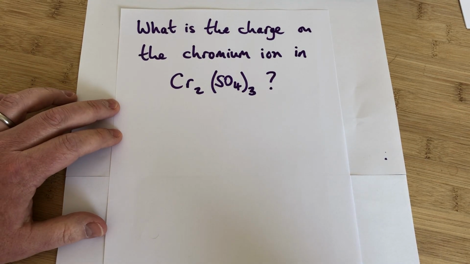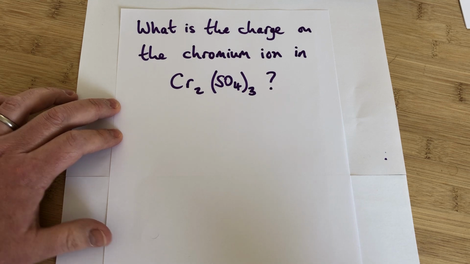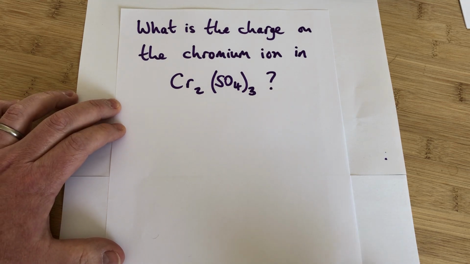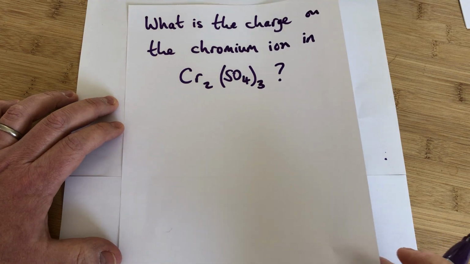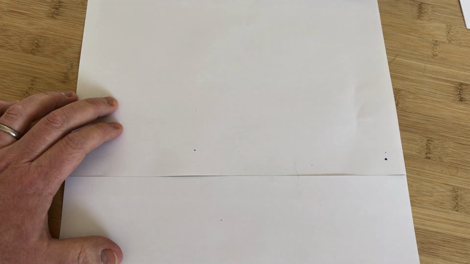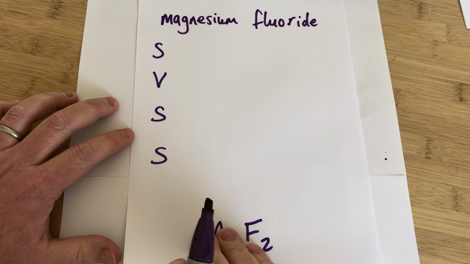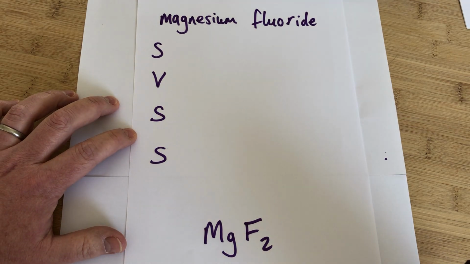Working out the charge on a metal ion is a tricky question in National 5 chemistry, and this one here is particularly difficult. To help you to answer it, I'm going to backpedal a little and work out what the numbers actually mean in a chemical formula. The magnesium fluoride example here has been done for you.